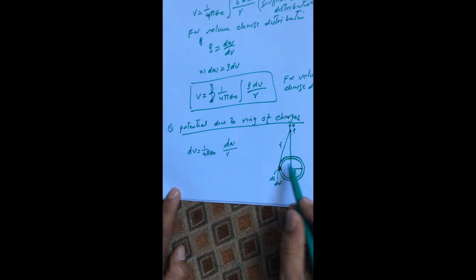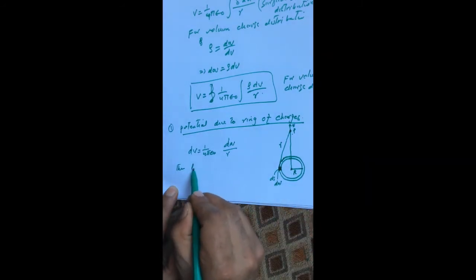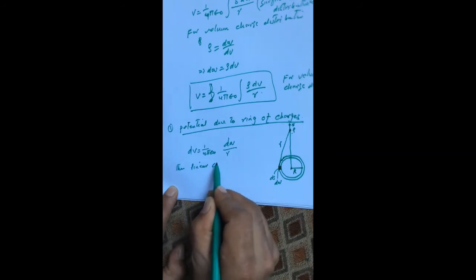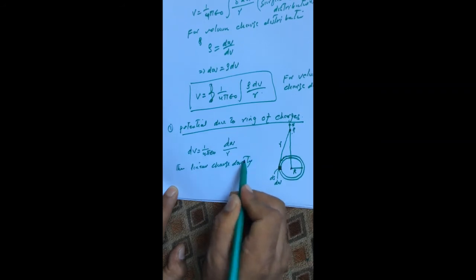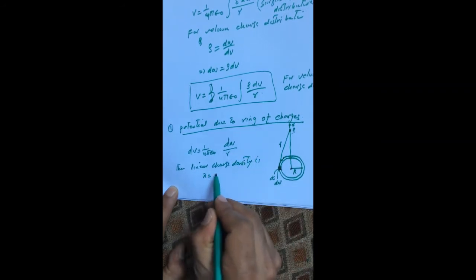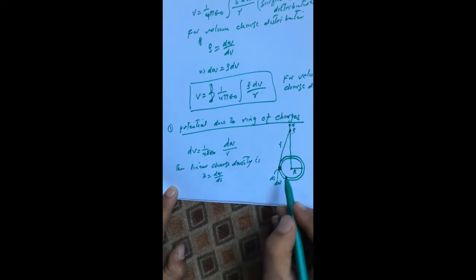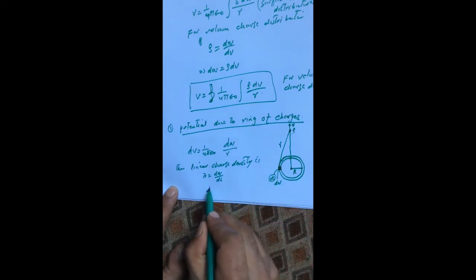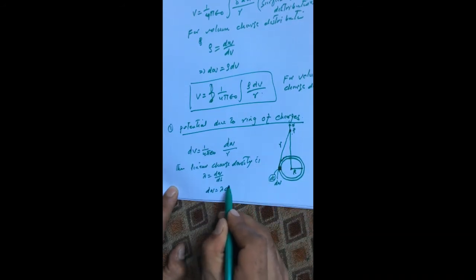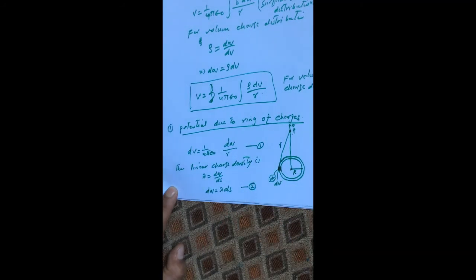Now the charges are on this ring, so it is a linear charge density. The linear charge density lambda is equal to dq over ds, charge per unit length. So charge is dq and length is ds. From this we get dq is equal to lambda ds. Let's say this is equation 1 and this is equation number 2.